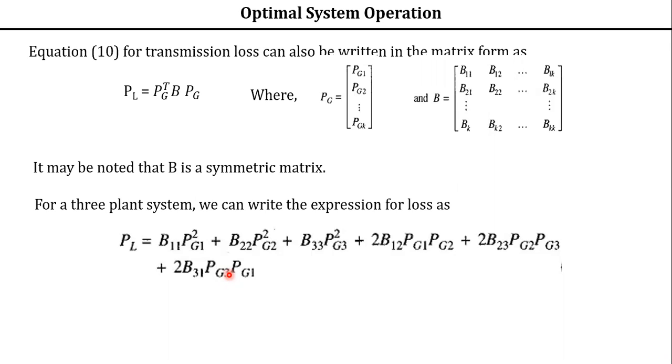So any doubts till this point? One is index form, the other one is matrix form. We have seen it. Any doubts?